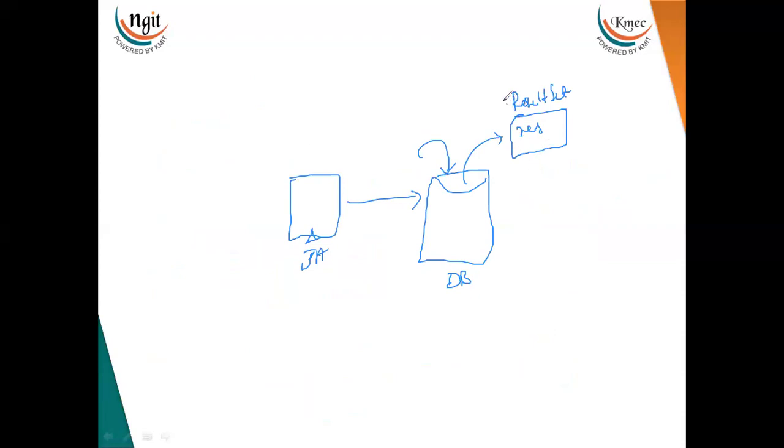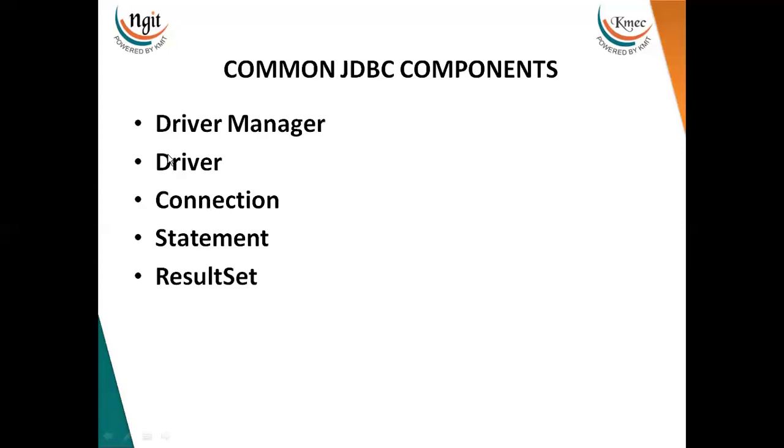Now we will bring back that result from the database to the Java application by using the Statement interface, and we will produce the result at the client part, right? This is the role of the ResultSet class. Now these are the five different components related to JDBC: DriverManager class, Driver interface, Connection interface, Statement interface, and ResultSet class.